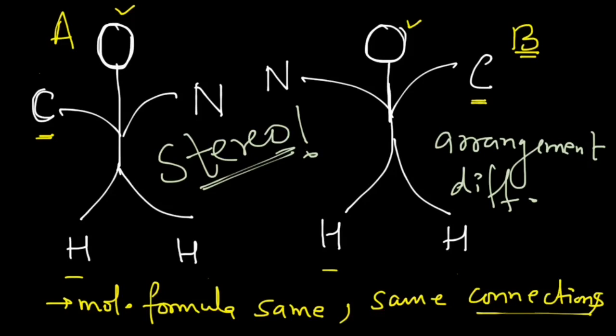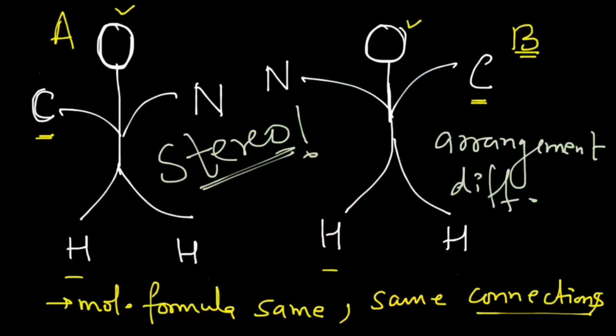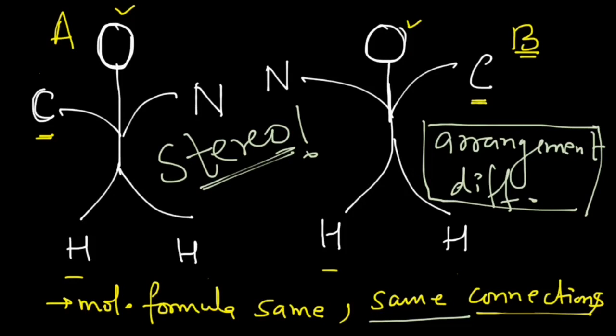So the difference between structural and stereoisomerism is that in structural isomerism we have different connections, whereas in stereoisomerism, the connections are the same but the arrangement is different. Now we are going to look at each of these types of isomerisms in detail one by one in the coming videos.